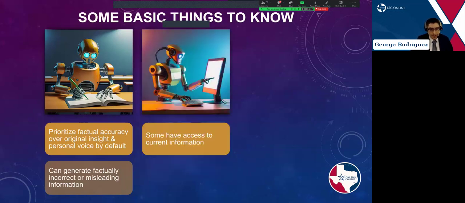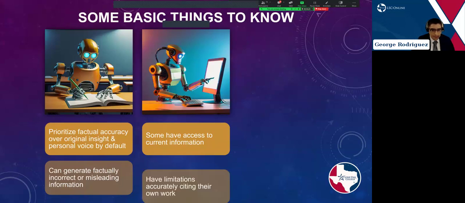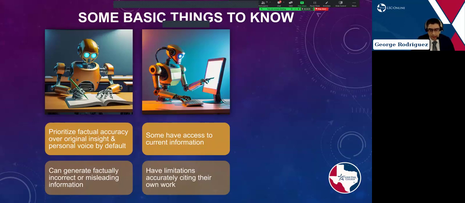Some have access to current information. What that really means is that some of them regularly refresh training data, which allows them to know about current news and events that happened on the same day, if that news or those events have a significant online presence. But regardless of how much internet data it has, they have limitations in accurately citing their work. The way in which generative AI generates responses makes it impossible to do so.